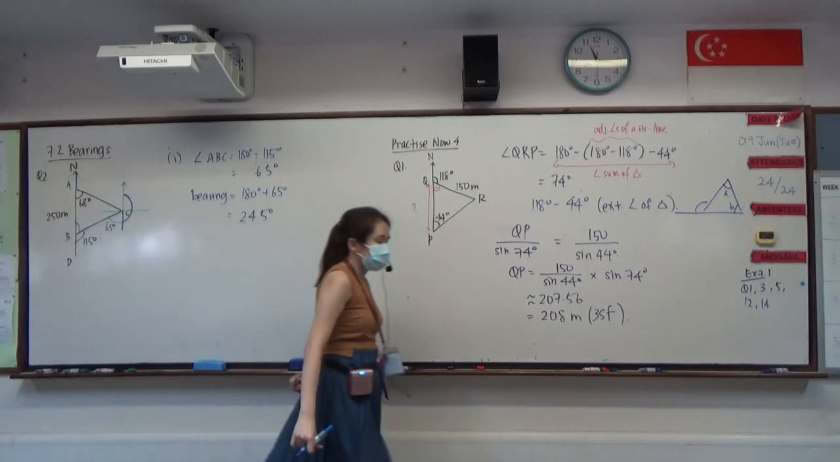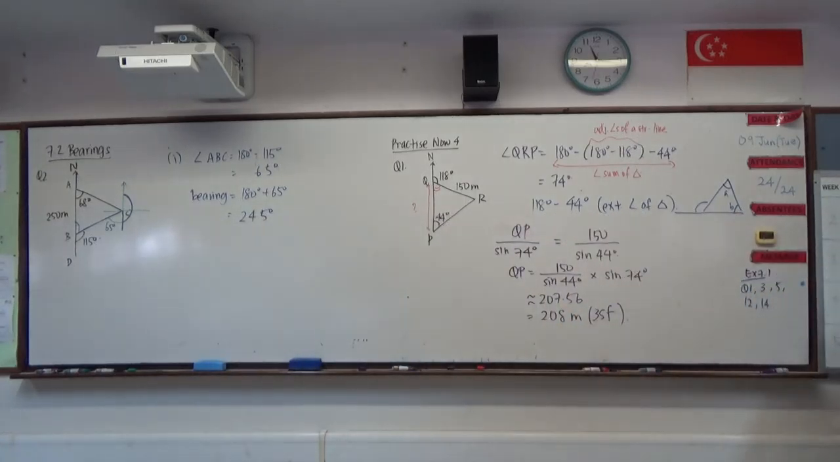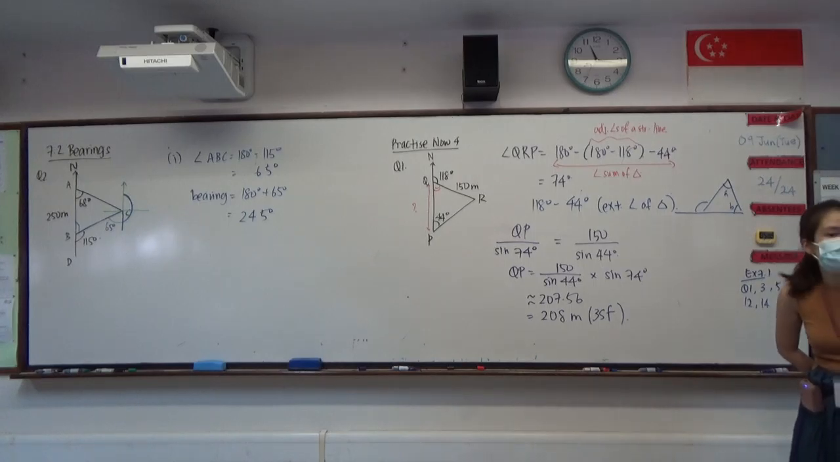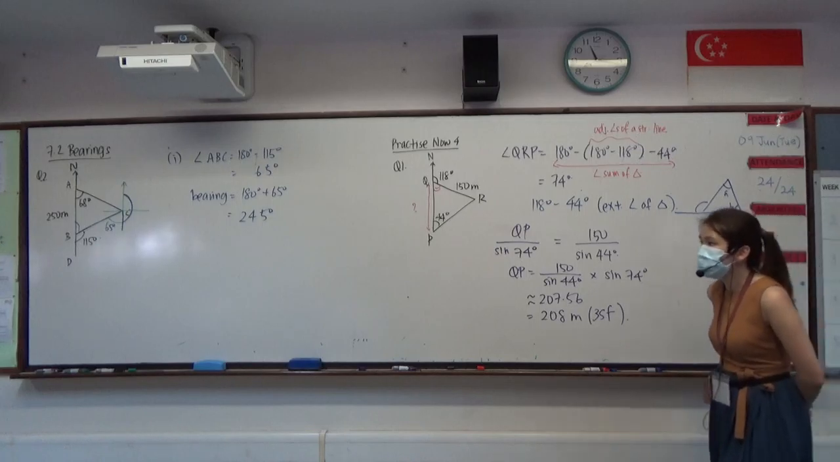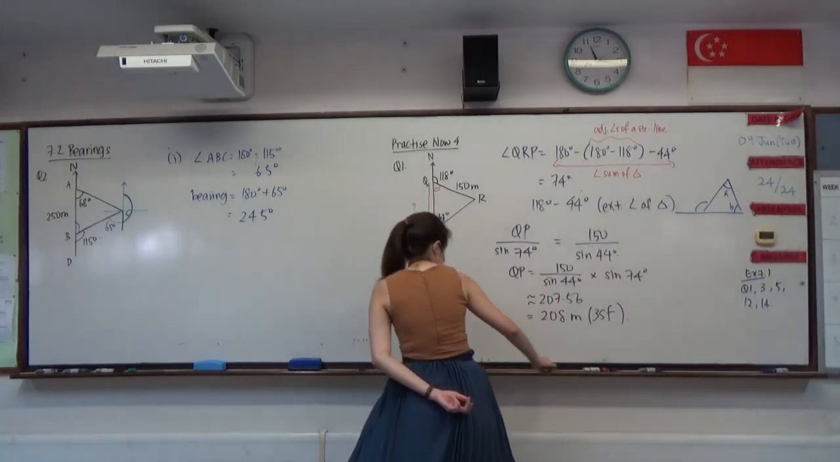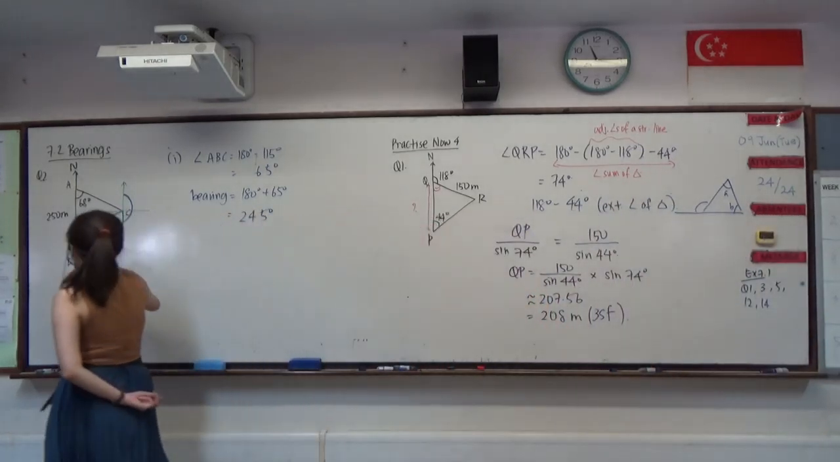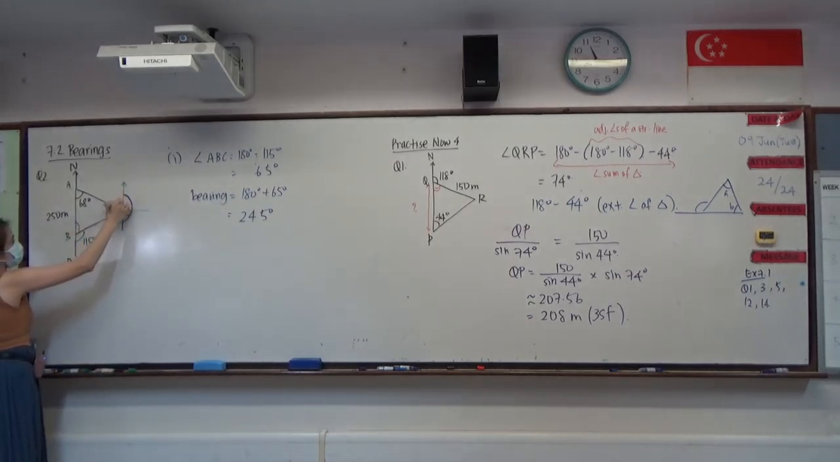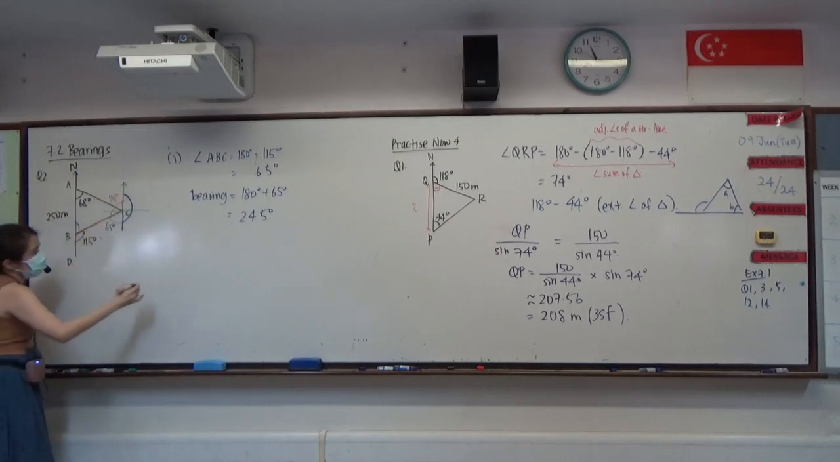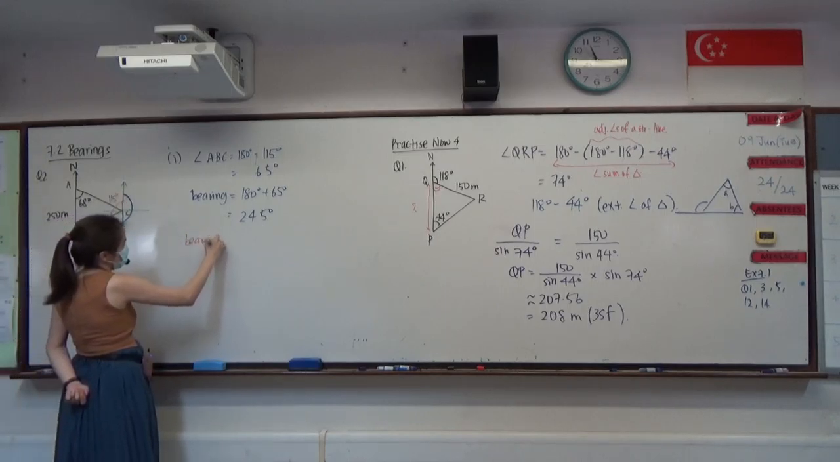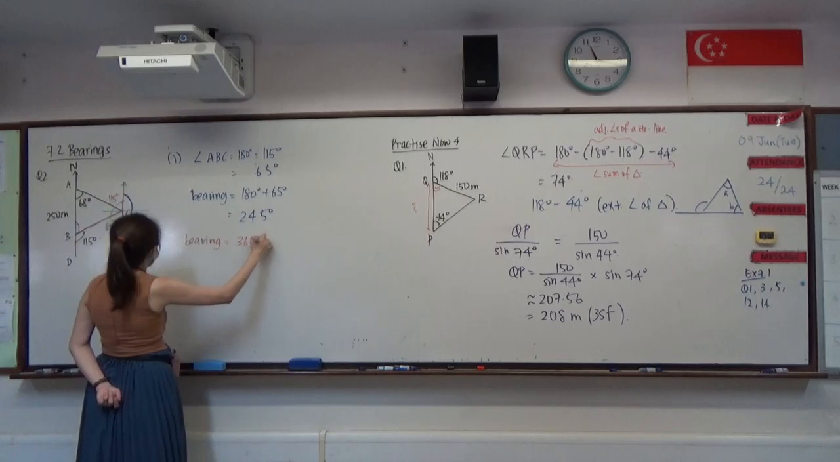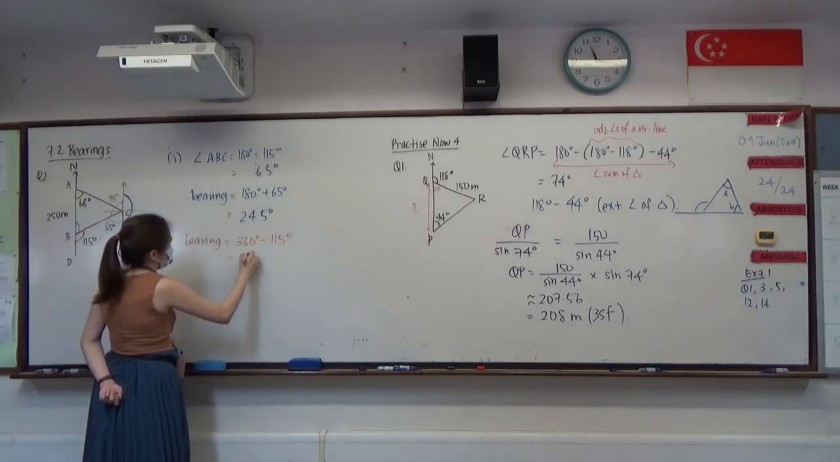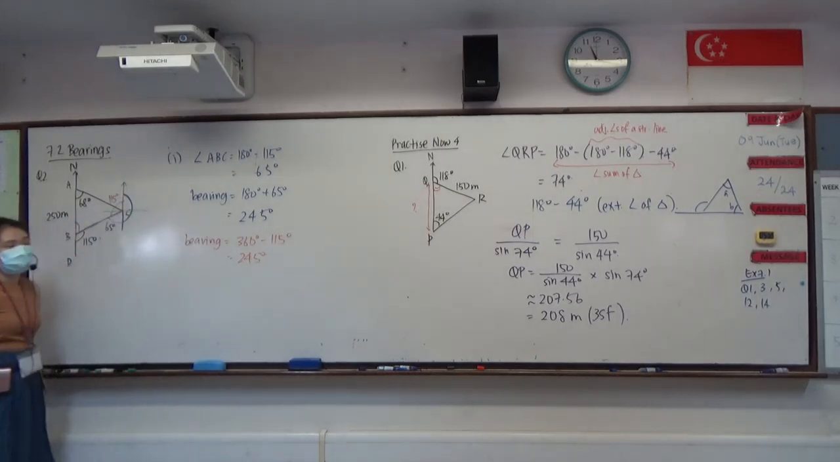Anybody wants to suggest? 360 minus 115. 360 minus 115, okay. That's also possible, right? Because we got an alternate angle here, such that this is 115. So, alternatively, 360 minus 115, we get 245 degrees.